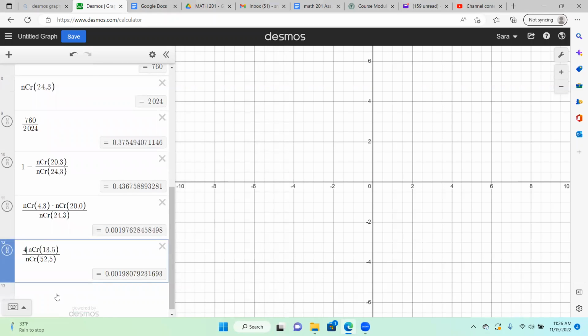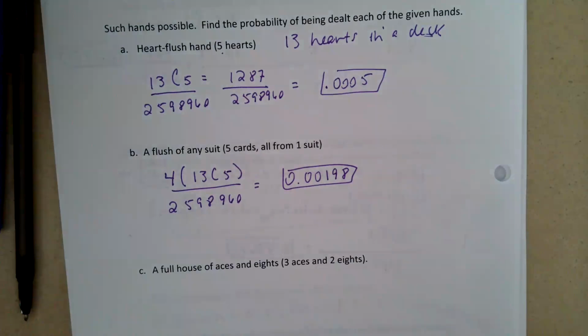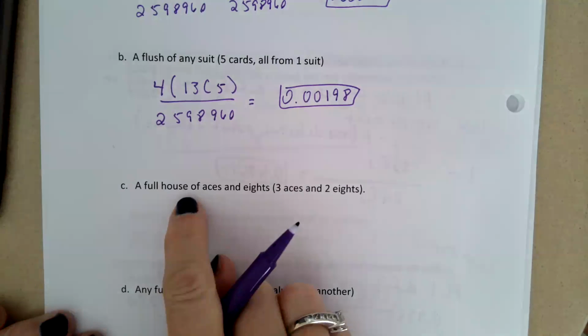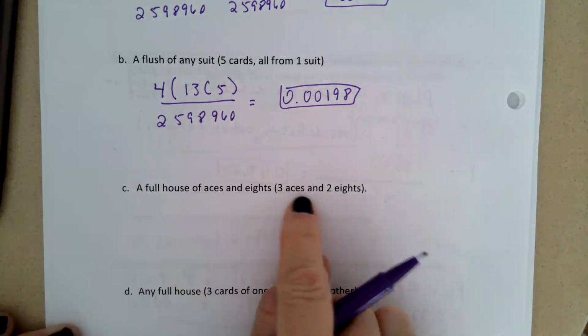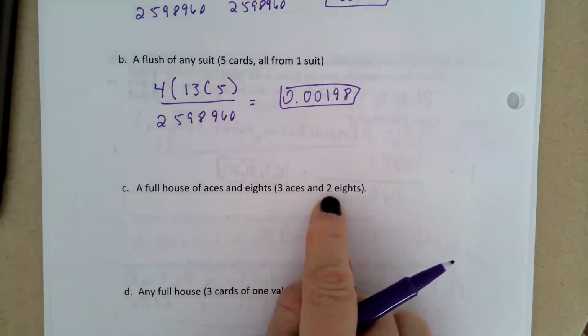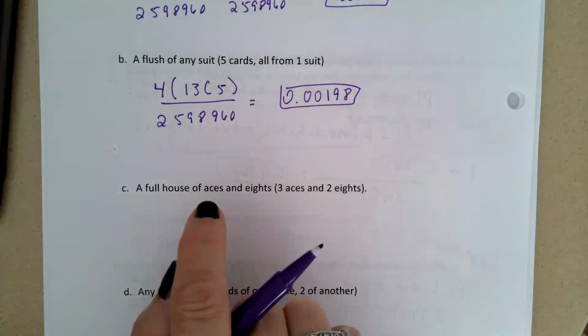Then part C says a full house of aces and 8s. So 3 aces and 2 8s is what makes a full house. Let's go back to our paper for a moment so we can look at that. So a full house of aces and 8s. So we have 3 aces and 2 8s. A full house is 3 of one kind and 2 of the other.